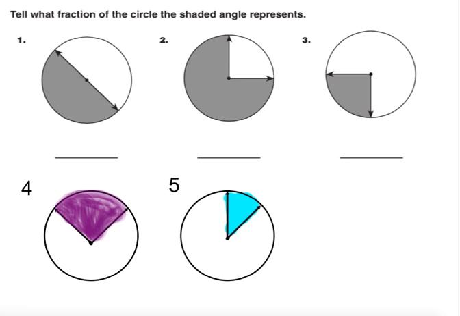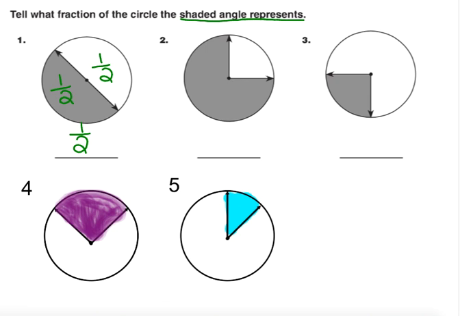And this is a little bit of review of fractions using circles. So number 1 is asking us, tell what fraction of the circle the shaded angle represents. So we're always looking at the shaded part. If I look at this, I see my circle in number 1, and it's cut into 2 equal parts, right? So this is 1/2, and this is 1/2. But it's asking for what the shaded angle represents. So this is a straight angle, and the shaded part represents 1/2. So that is the answer to number 1.